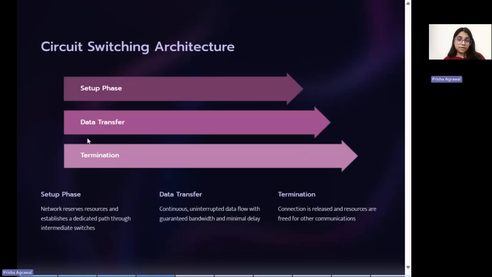Then is a data transfer phase. Once the circuit has been established, the communication enters the data transfer phase. Since the communication path has already been reserved, data can flow continuously between the sender and receiver. Third is a termination phase. Once the communication session is completed, the connection is terminated and the reserved resources are released. So, this way it ensures stable communication, but may also result in inefficient use of our network resources.